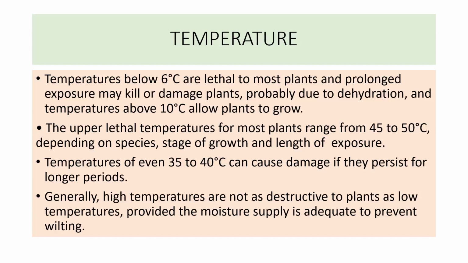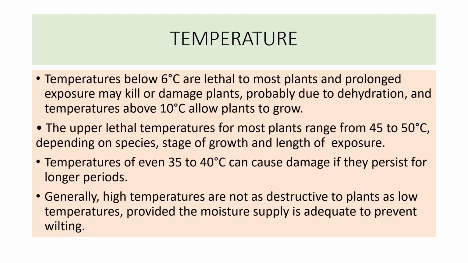So the upper lethal temperature for most plants ranges from 45 to 50 degrees centigrade. So lower is 6 degrees, higher is 45 to 50 degrees. A temperature of even 35 to 40 degrees can cause damage if the increased temperature persists for a longer duration. So high temperature is not as destructive to plants as the low temperature.